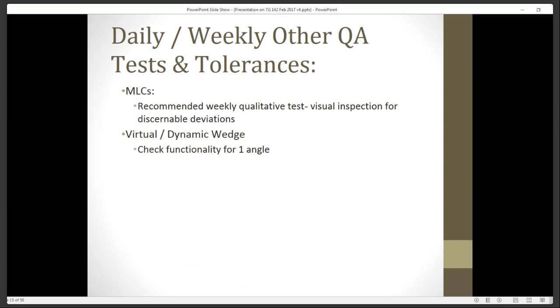And then there are also some recommendations for MLCs and for the virtual and dynamic wedge. For MLCs, it's recommended to do a weekly qualitative test, and a functionality test for the virtual dynamic wedge on a daily basis.